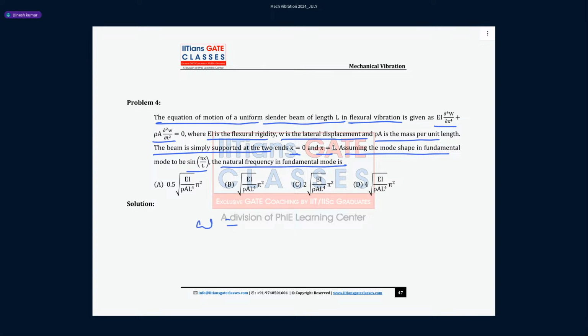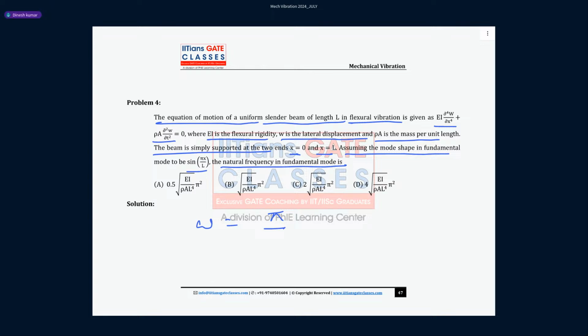What was your omega? Omega was pi square by L square under root EI by rho A, right? This is what we got. Is it pi by L square, or pi square by L square? Guys, just check and tell what we got.